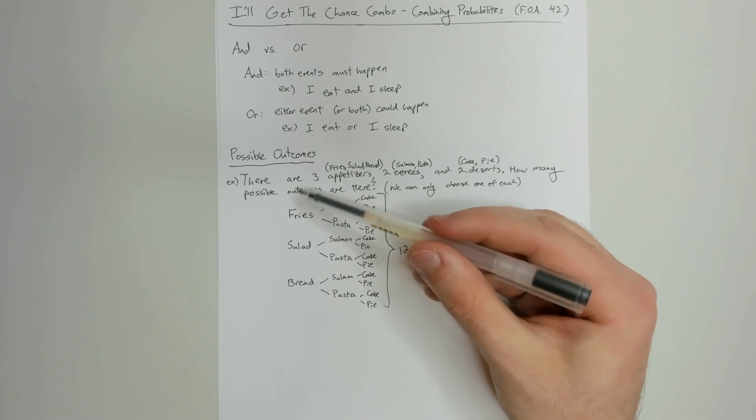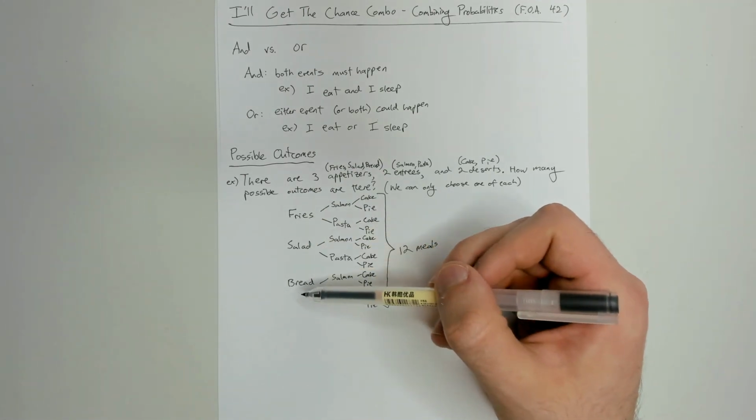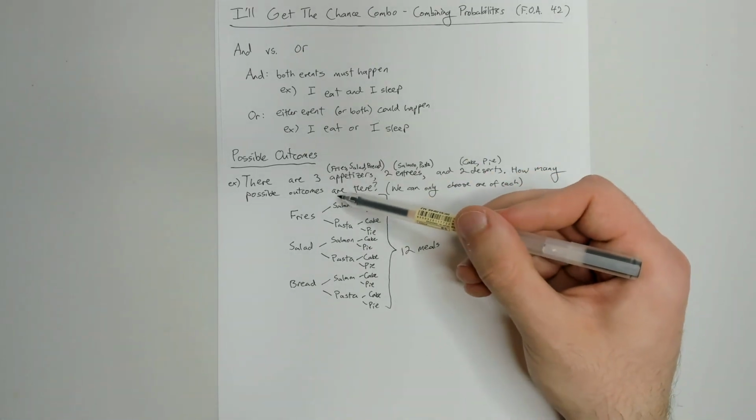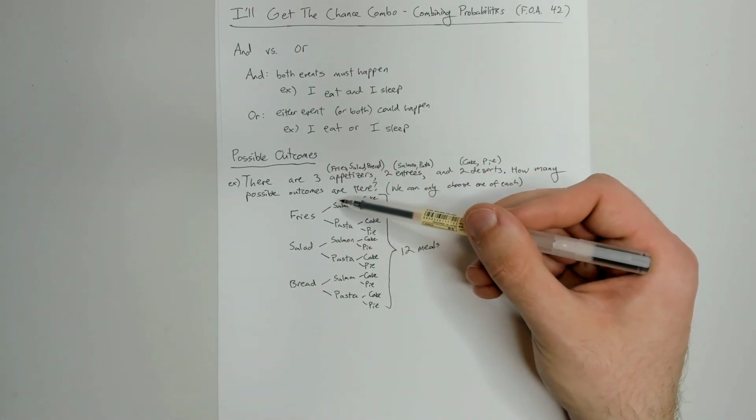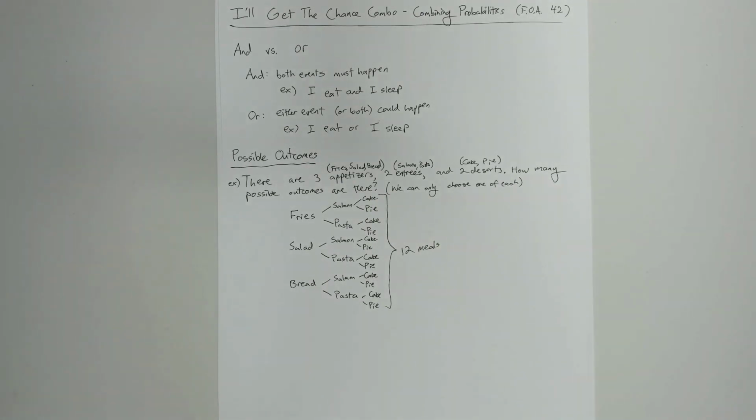Well, what did we do? We basically had 3 possible groups, right? Fries, salad, or bread. And then in those groups, we had 2 more possible groups, right? Salmon or pasta. And within those groups, we had 2 more possible groups. So what is this thing in math where we're doing groups of groups of groups? What's that idea correspond to? That's multiplication, right? If I had 2 groups of 5, that's 2 times 5. Or 3 groups of 7, that's 3 times 7. But now I'm just doing a group of a group of a group.